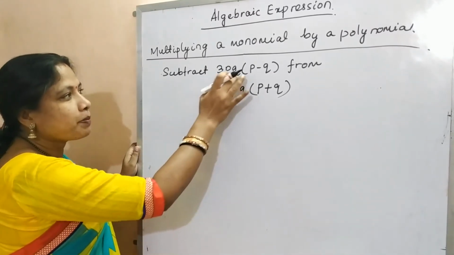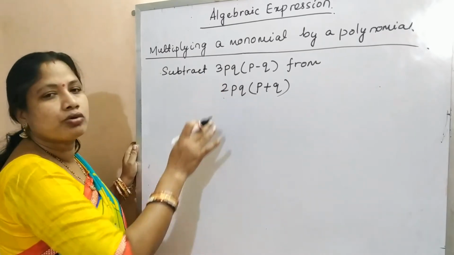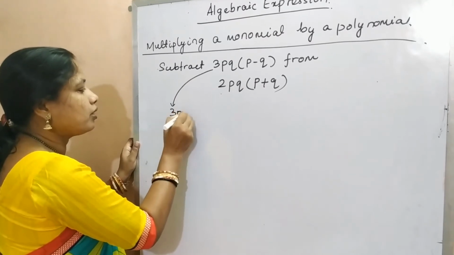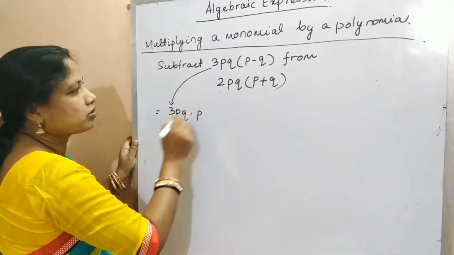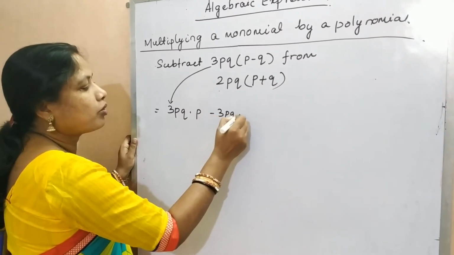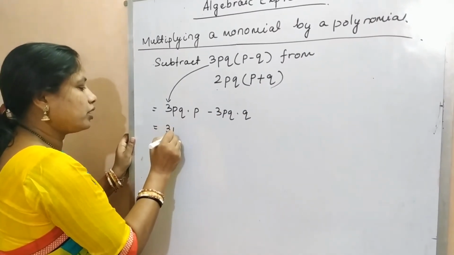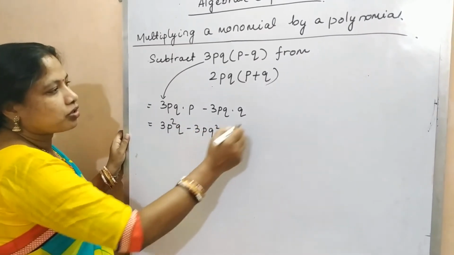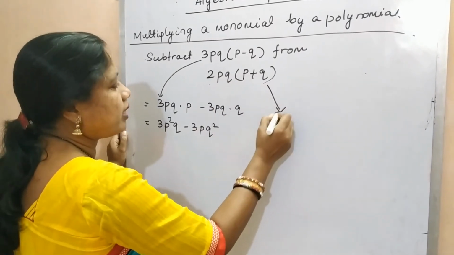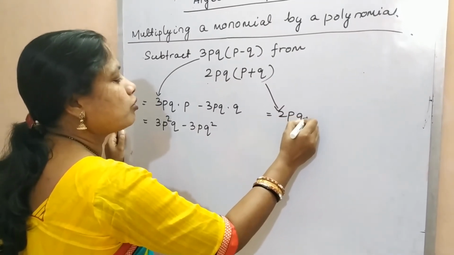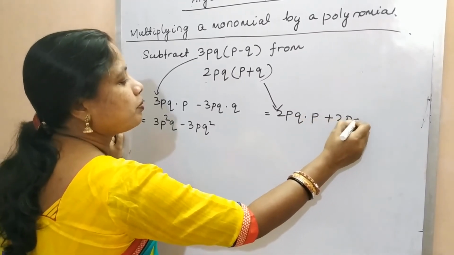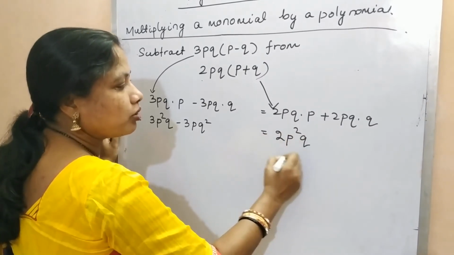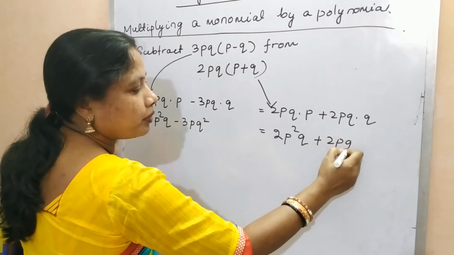Next example: subtract 3pq into (p minus q) from 2pq into (p plus q). So first we have to simplify these two algebraic expressions, then we will do the subtraction. The simplification of this expression: 3pq multiplied with p, minus 3pq multiplied with q. So this is equal to 3p square q minus 3pq square. Then the simplification of the other expression is 2pq multiplied with p plus 2pq multiplied with q. So this is equal to 2p square q plus 2pq square.